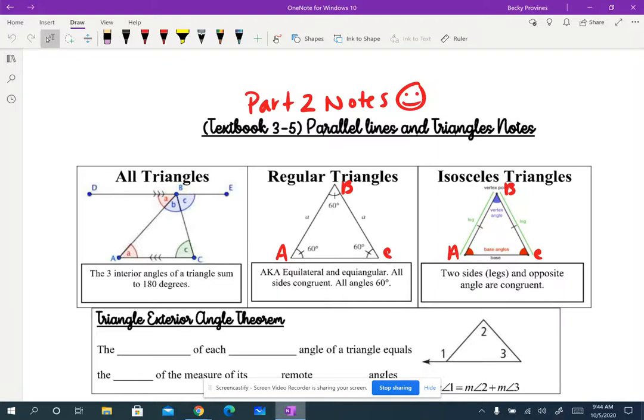Hi, welcome to part 2 of lesson 3.5. We're going to quickly talk about regular and isosceles triangles.